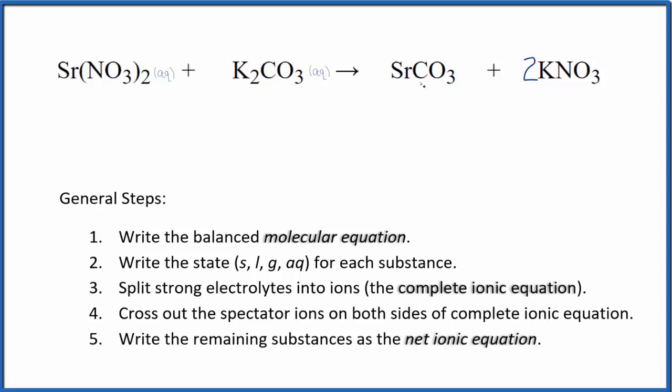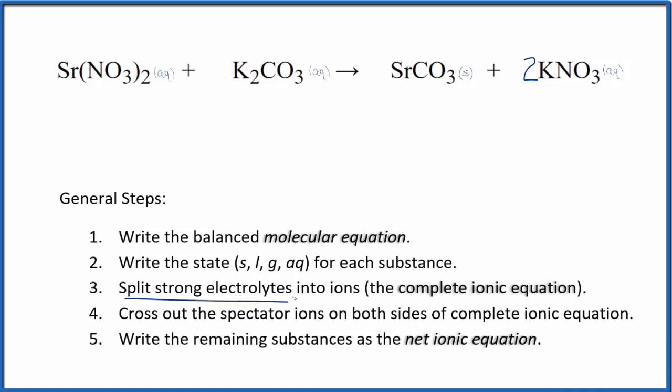But this carbonate here is bonded to strontium. So this is going to be insoluble. These two react, it forms a solid. And that solid, it falls to the bottom of the test tube as a precipitate. So we have a precipitation reaction. For the potassium nitrate, that's going to be aqueous. We have a nitrate and a potassium atom. So those are the states for our net ionic equation.